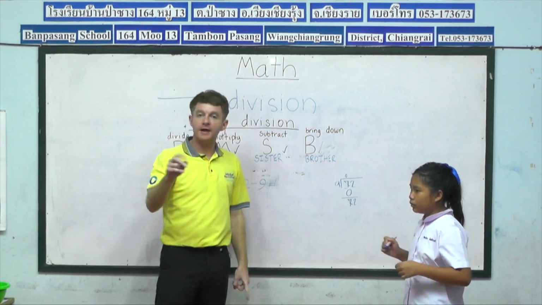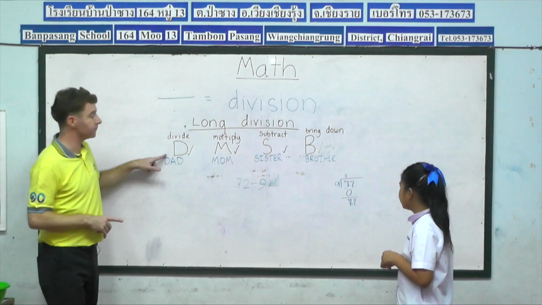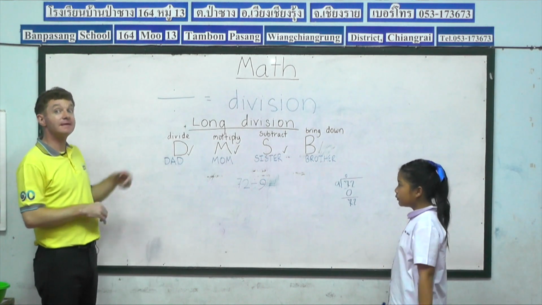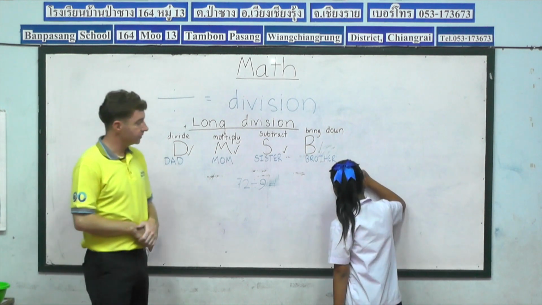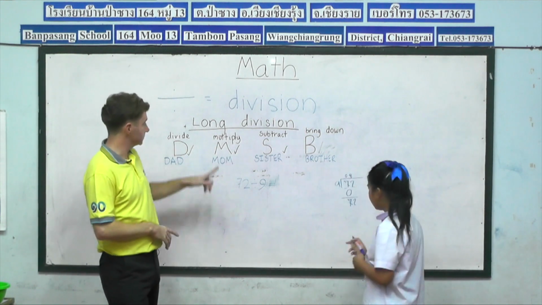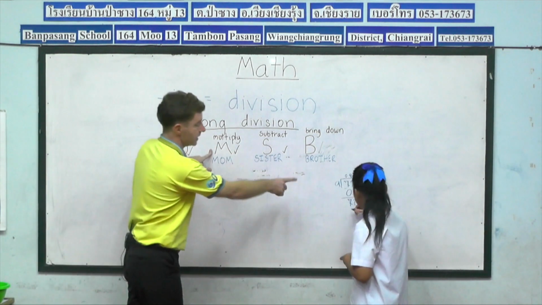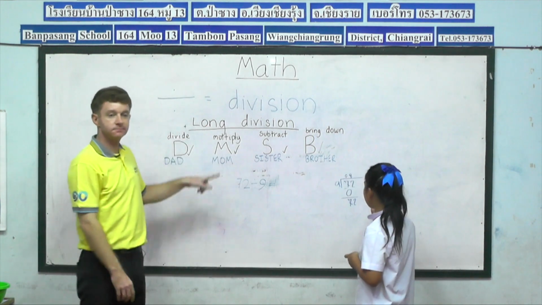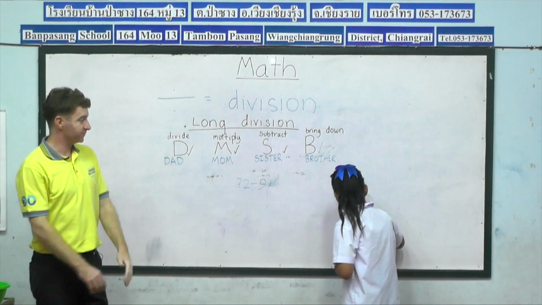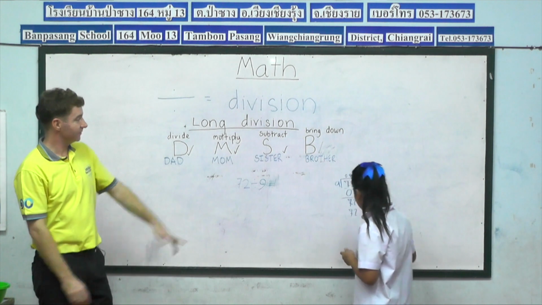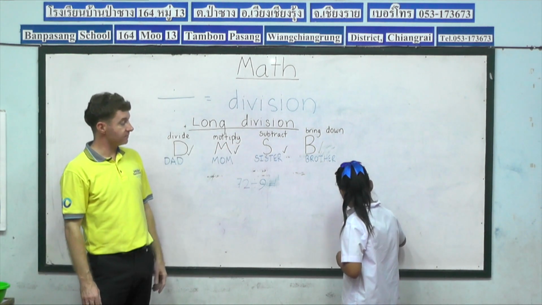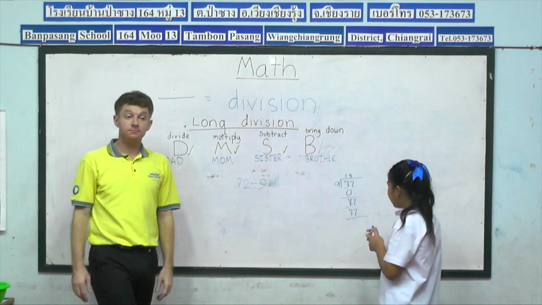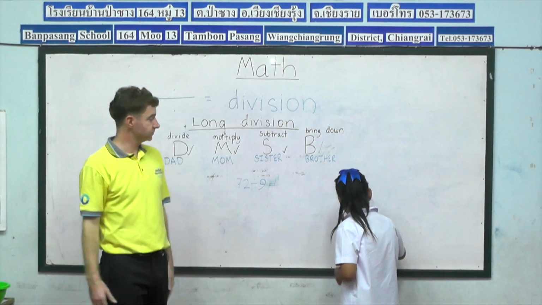Okay, so now back to the original step. 72 divided by 9 equals 8. Okay, so now we can write our answer. Now, 9 times 8 equals 72. Step 3, subtract. 72 minus 72 equals 0.